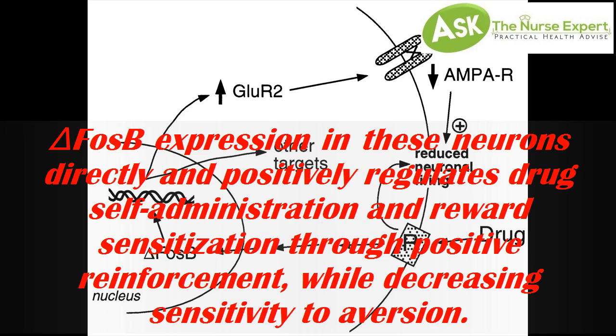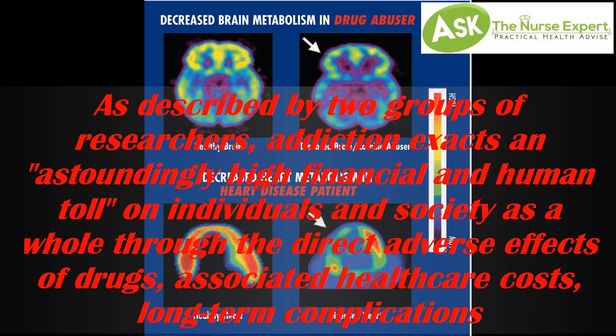ΔFosB expression in these neurons directly and positively regulates drug self-administration and reward sensitization through positive reinforcement, while decreasing sensitivity to aversion. As described by two groups of researchers, addiction exacts an astoundingly high financial and human toll on individuals and society as a whole through the direct adverse effects of drugs, associated healthcare costs, long-term complications.